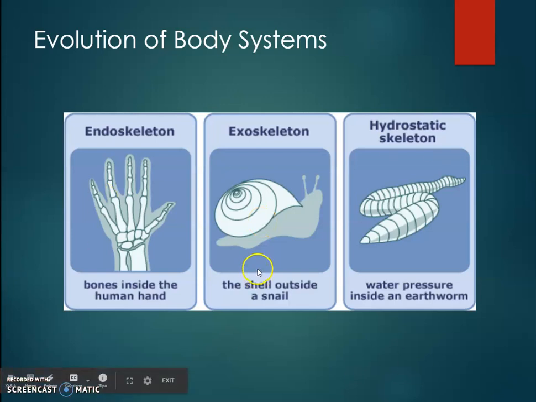We did talk about the evolution of body systems already. That was an example of the endoskeleton, the internal skeleton. We have the exoskeleton, which is external, and then the hydrostatic skeleton, which is supported by water.